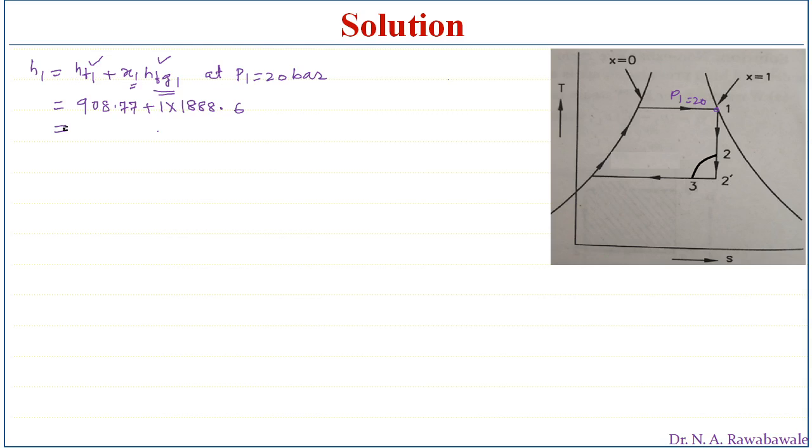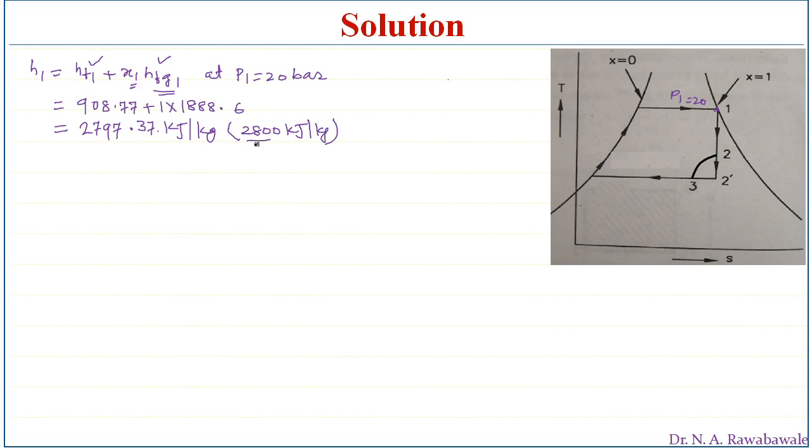So 908.77 plus 1888.6 gives us 2797.37 kilojoules per kg. So this is using steam table, and I write here in bracket H1 is equal to 2800, which was obtained using Mollier chart.